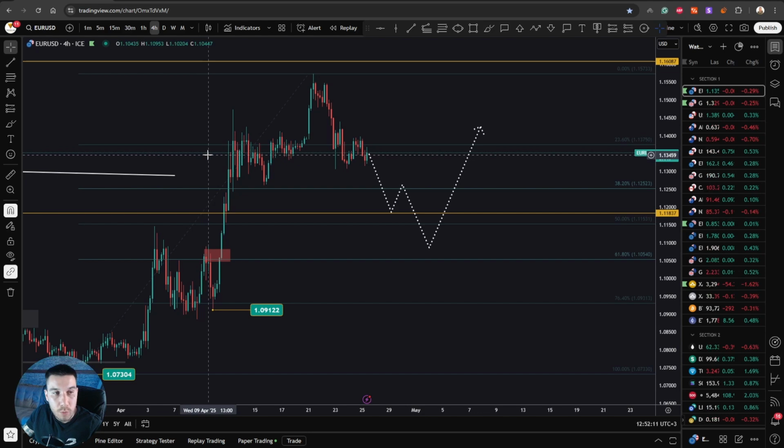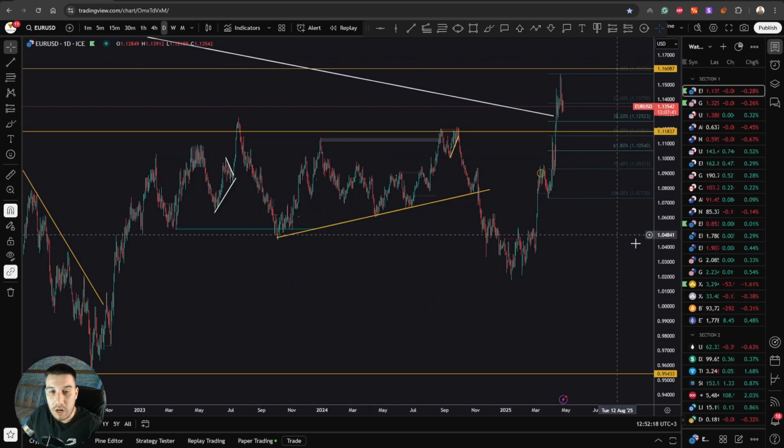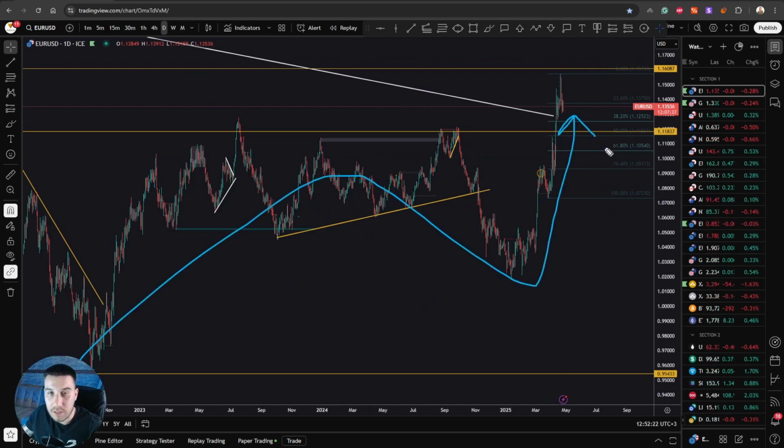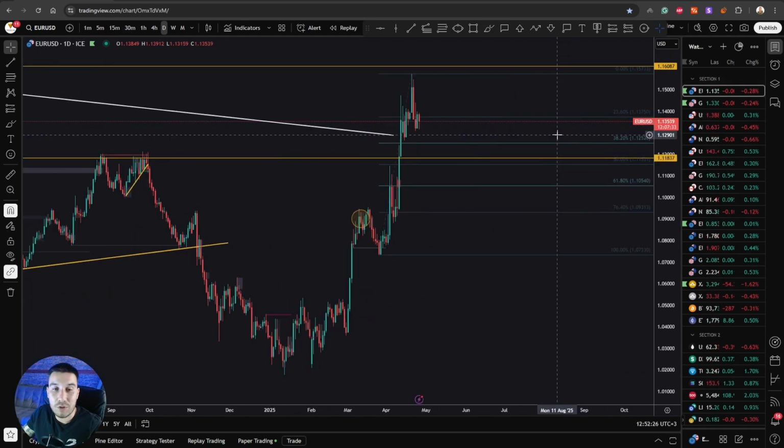Now, what do we have here on euro dollar? This is the 4-hour time frame. In fact, let's go up to the daily time frame. So as you can see, we are moving in a bullish trend, all right? And I'm expecting that this trend will continue. So essentially, I'm going to be looking for levels higher than where price currently is, all right?